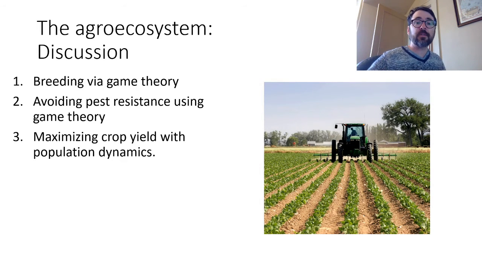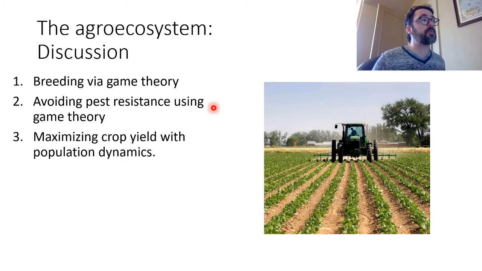Okay, so there's just 3 quick examples that I came up with about things that we've learned in my section of the class that could be useful to agroecology, right? One of them is that you can potentially breed plants that don't fight each other as hard, breed less competitive plants using principles of game theory.